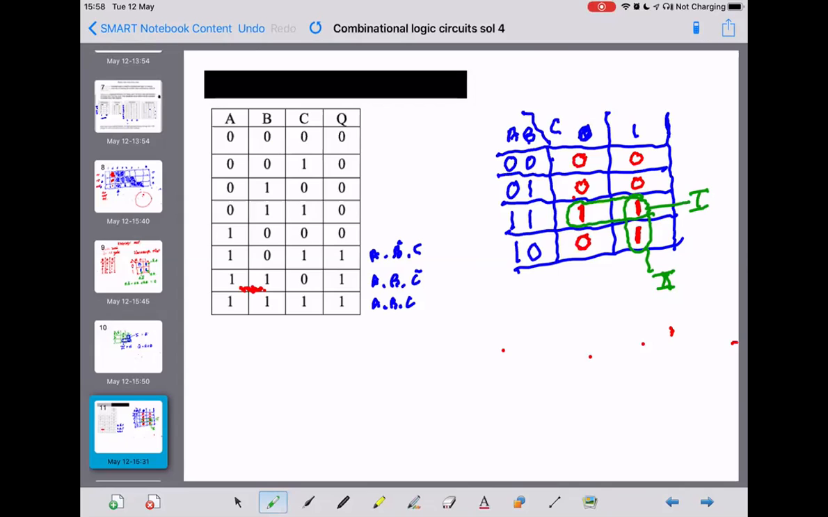If we look at number one, across there, C changes from zero to one, so C doesn't matter, but we must have both A and B in this column here. So we're looking at the horizontal linked two ones. C doesn't matter, so our number one is A and B. And then if we look at the pair labeled number two, B changes from one to zero, but C is always one and A is always one. So we must have A and C.